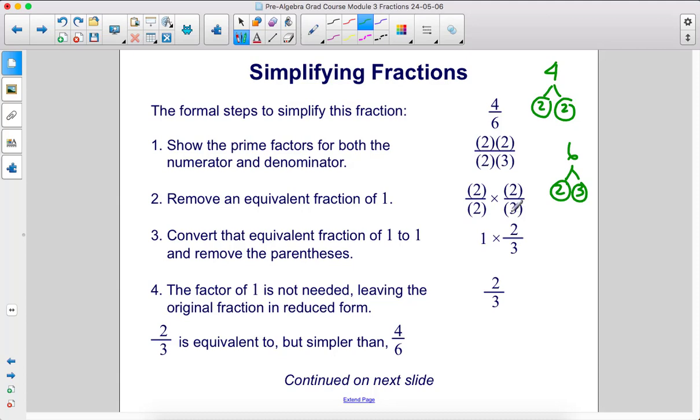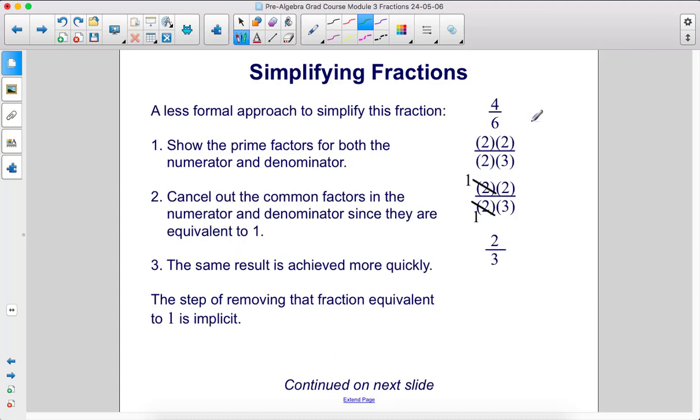You're going to remove an equivalent fraction of 1. Since we have a 2 over 2 right here, we're just going to separate it. We're going to make that into a 1, and then we can just get rid of it. The factor of 1 is not needed, leaving behind the original fraction in reduced form. 2/3 is equivalent to, but simpler than 4 over 6.